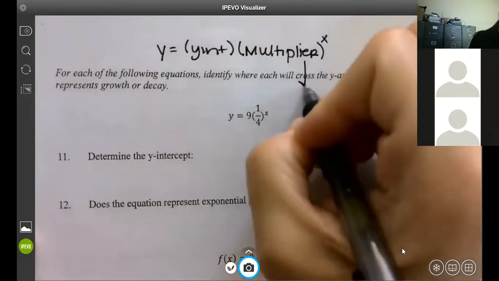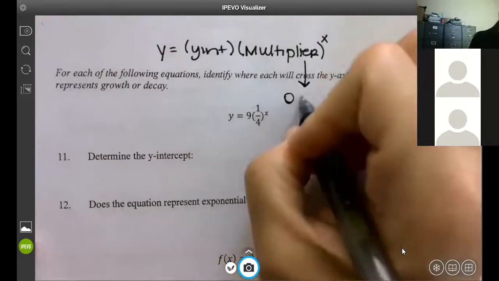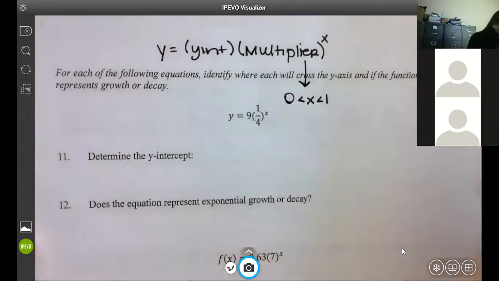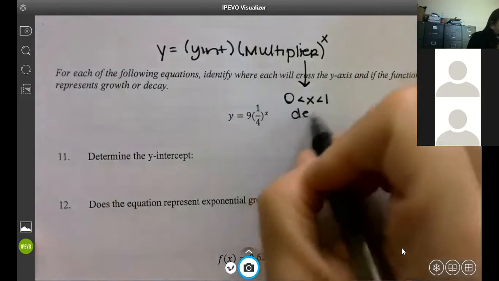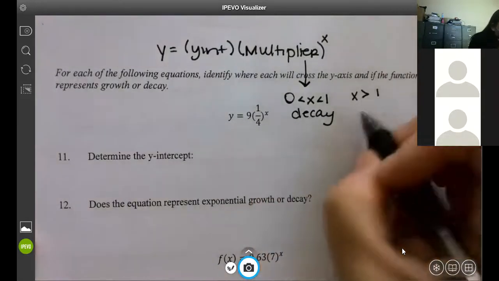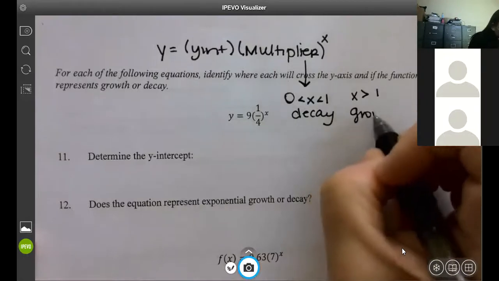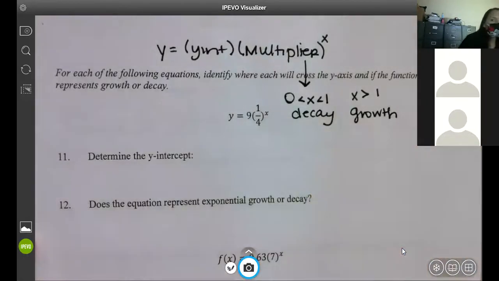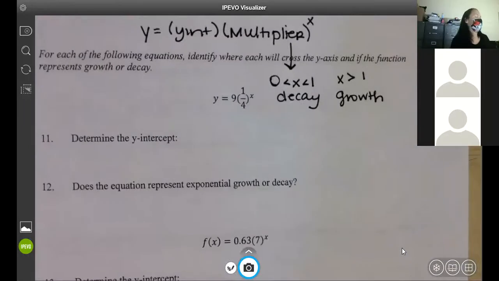If the multiplier is between 0 and 1, it's going to be decay. If it's greater than 1, it's going to be growth. So yeah, basically 2 questions on this, and that's it.